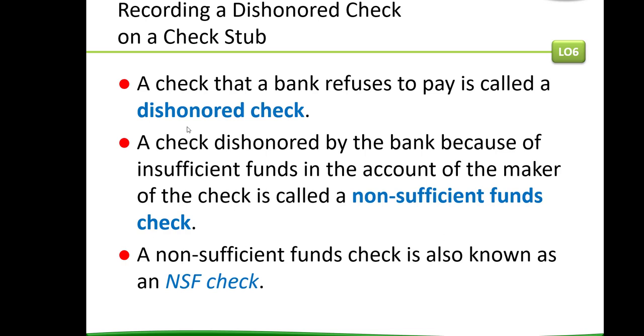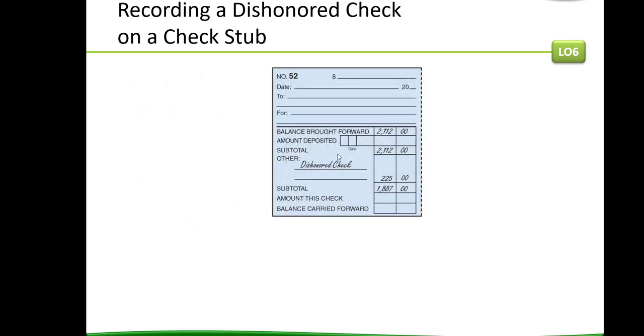A check that is dishonored is one that's been refused to pay by the bank. The dishonored check for insufficient funds is a non-sufficient funds check, NSF check. So you'll write in the other spot, dishonored check. And then you're going to write the amount of the check plus any fees that may have been involved. And then that's going to subtract from your total to get to the next step.